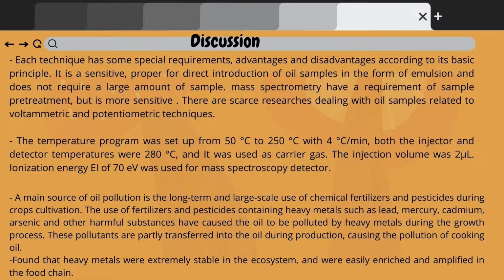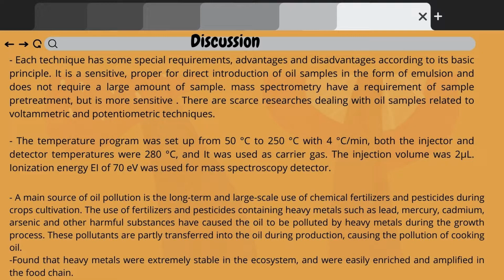The temperature program was set up from 50 degrees Celsius to 250 degrees Celsius at 4 degrees Celsius per minute. Both the injector and detector temperature were 280 degrees Celsius and helium was used as a carrier gas. The injection volume was 2 microliters. Ionization energy was used for the mass spectroscopy detector.